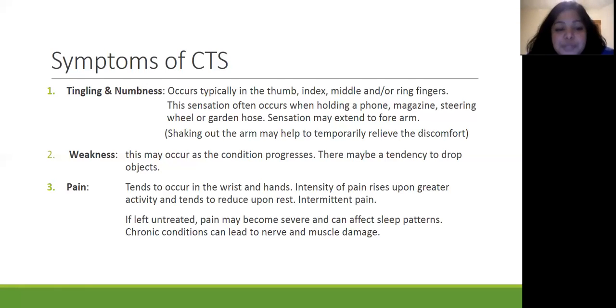Other symptoms: it may cause weakness, and the weakness is when, the more chronic it gets, the more it starts to compress upon the tendons that supply these fingers, that give you the ability to grip and hold on to things. It may then cause those tendons to become weak, and therefore they're not able to have that much strength to hold on to stuff. Okay, so there may be a tendency to drop objects.